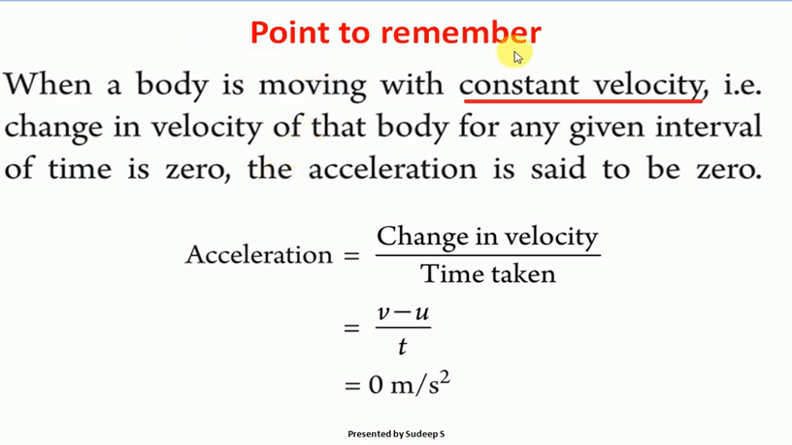Now, a very important point to remember: whenever an object is moving with constant velocity, that is, the change in velocity of that object for any given interval of time is 0, then the acceleration is said to be 0. That means whenever the initial and final velocity are equal, the object is moving with uniform or constant velocity. In such a case, we will say that the object is not accelerated, and the value of acceleration will be equal to 0 meter per second square. Since initial velocity will be equal to final velocity, I will take the similar case study to explain this point.